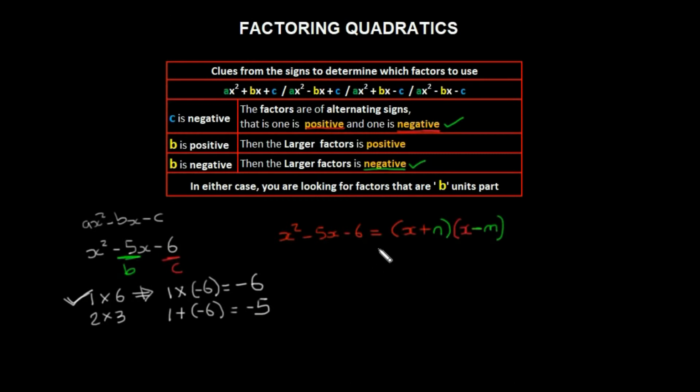From the above table, we know that the factors are of alternating signs, where n is positive and m is negative. n is positive 1 and m is negative 6. Therefore, x squared minus 5x minus 6 is equal to (x plus 1)(x minus 6).